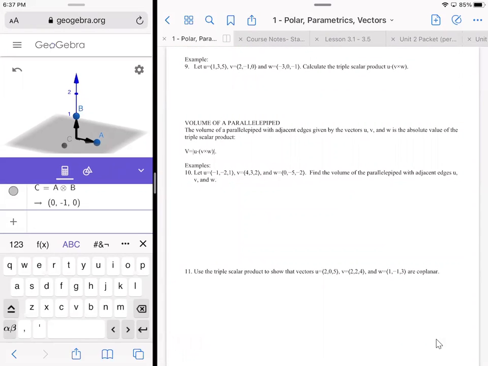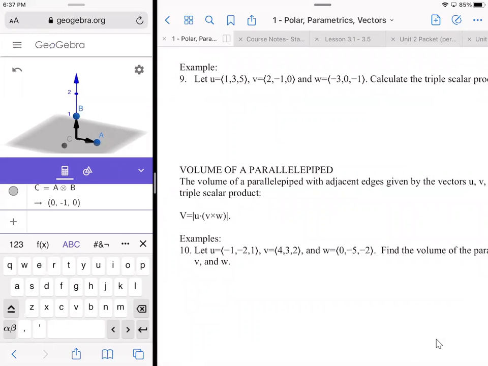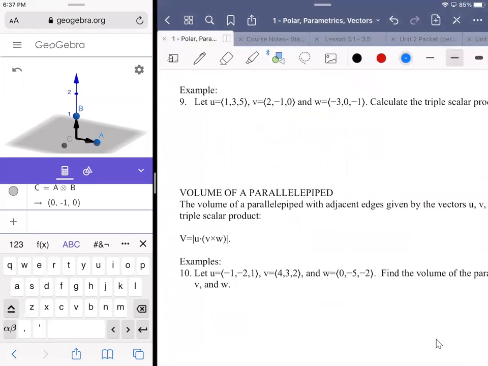So if we're looking for the triple scalar product, all we're going to do is create a 3x3 square matrix from the vectors U, V, and W. And then we're going to find the determinant of that. So we're looking for U dotted against V crossed against W. So 1, 3, 5, 2, -1, 0, -3, 0, -1.